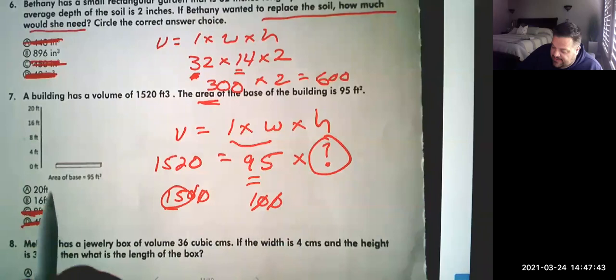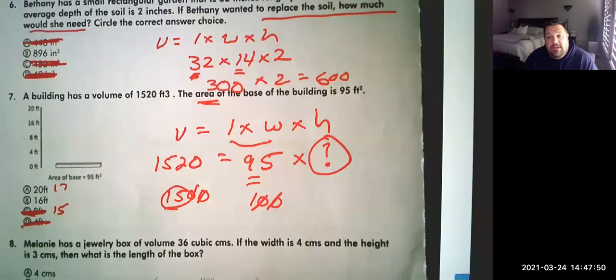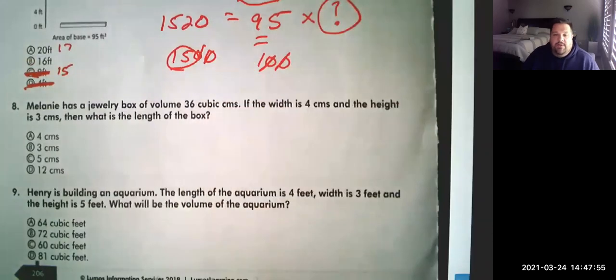Now, if this said 16 and this choice was 17 and this one was 15, then you pretty much got to do the work, right? But if you can eliminate 2 of the choices, it makes it much easier on the test, right? All right, pause and do number 8.